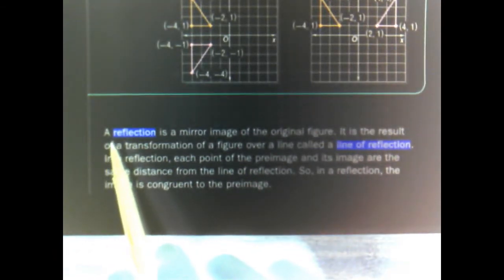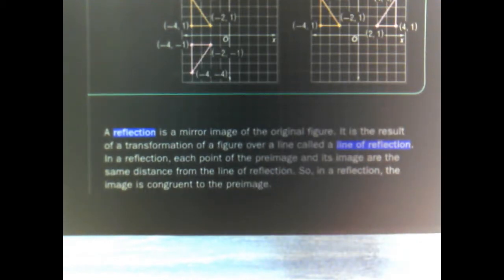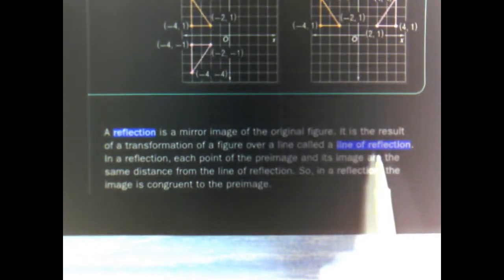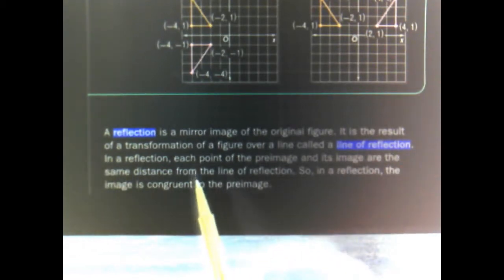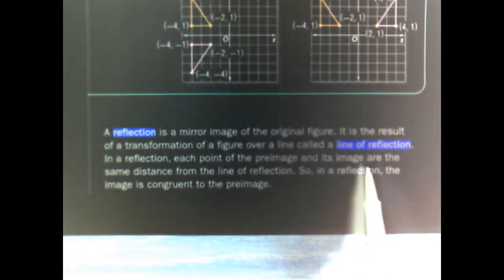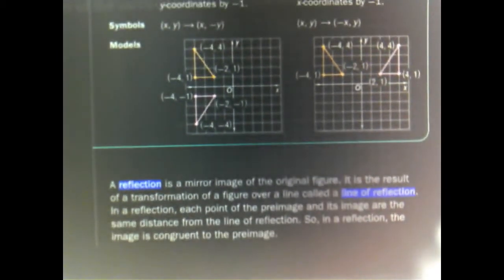So, in words here, a reflection is a mirror image of the original figure. It is the result of a transformation of a figure over a line called the line of reflection. So the two lines of reflection that we work with are going to be the x-axis and the y-axis. In a reflection, each point of the pre-image, that's our starting point, and its image, the ending point, are the same distance from the line of reflection. So in a reflection, the image is congruent to the pre-image. So the figures are congruent, which means they are the same.